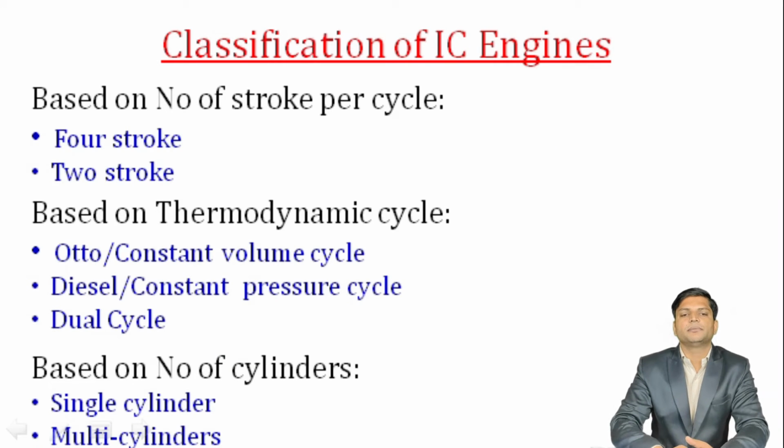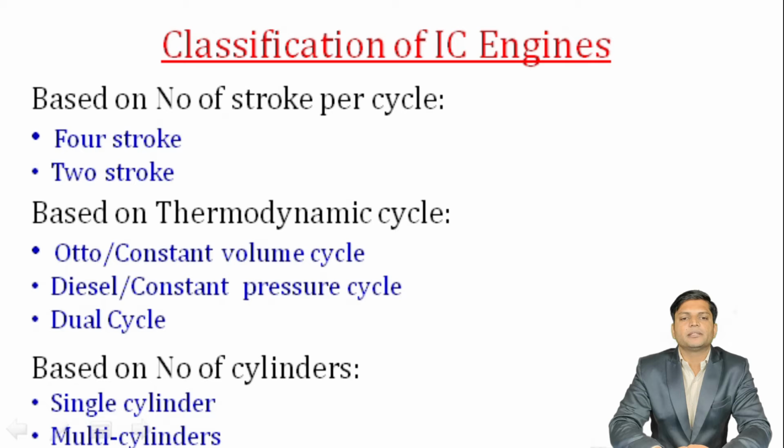So there are different classifications. First one is based on number of strokes per cycle. We know there are two types of thermodynamic cycle. One is the Otto cycle and second one is the diesel cycle. In the Otto cycle, the heat addition takes place at constant volume, whereas in the diesel cycle the heat addition takes place at constant pressure. So according to these two cycles, there is one combination of these two cycles that is called a dual cycle.